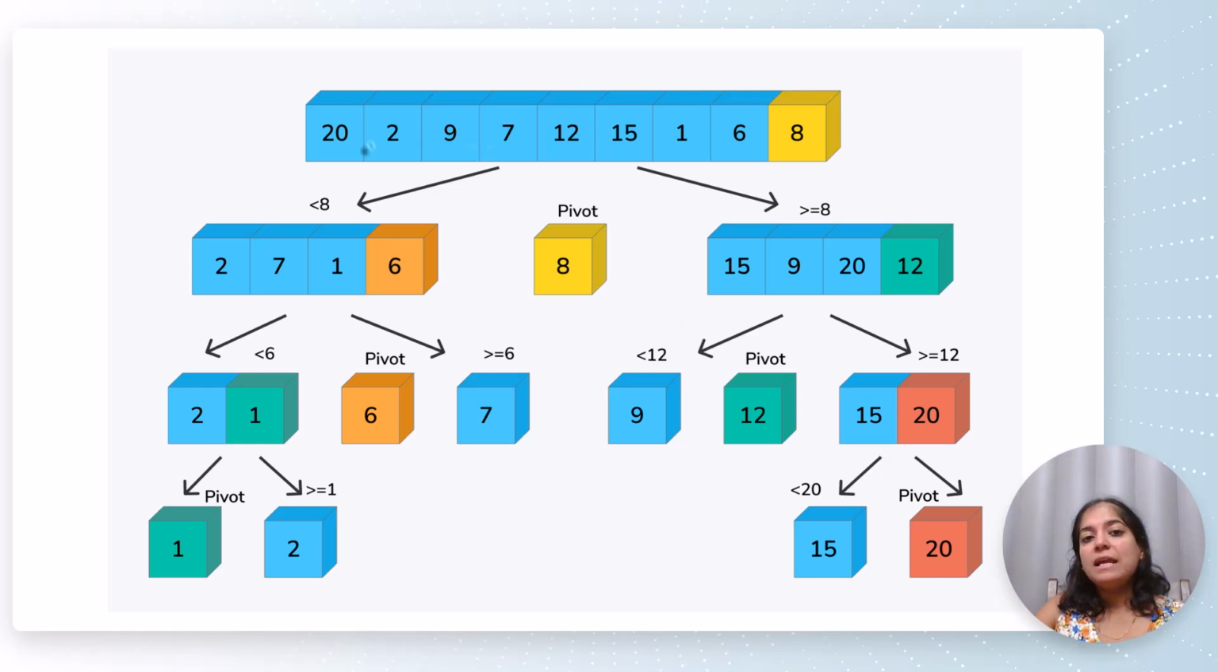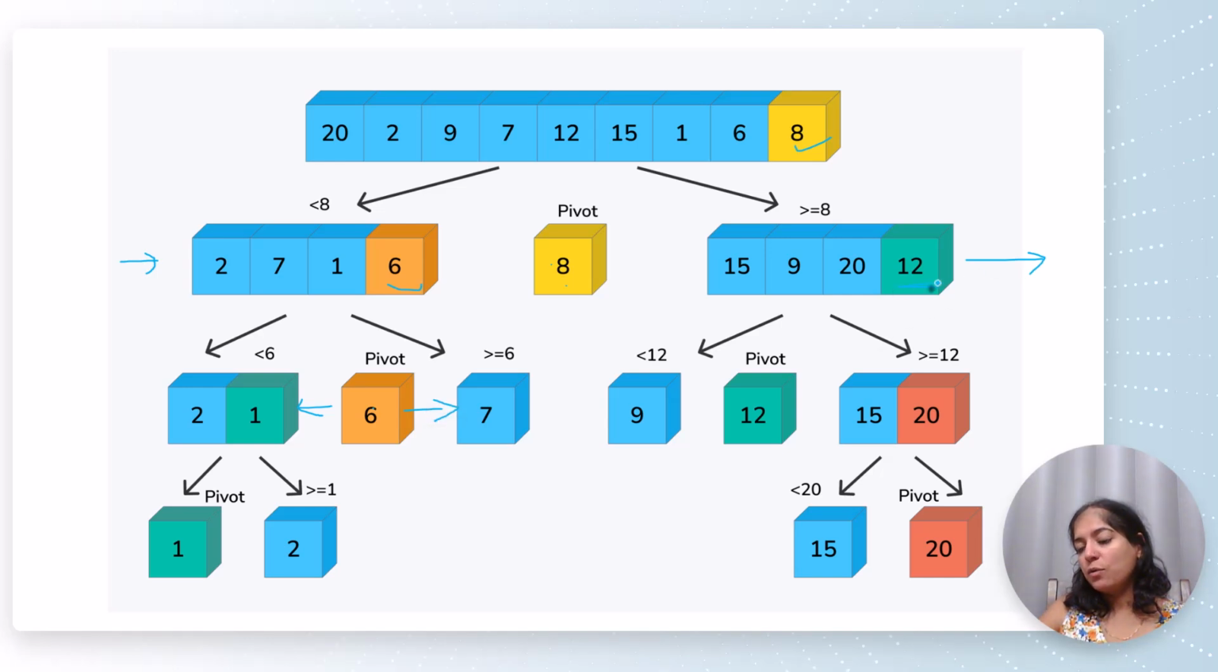One more example is here. Suppose we have these elements. So we take 8 as the pivot element. All the elements which are less than the pivot, that is 8, go towards the left, and all the elements which are greater than the pivot go towards the right. Then we perform the same operation for the left and right subarrays. For the left subarray, 6 is the pivot. So all the elements which are less than 6 go towards the left and all the elements which are greater than 6 go towards the right.